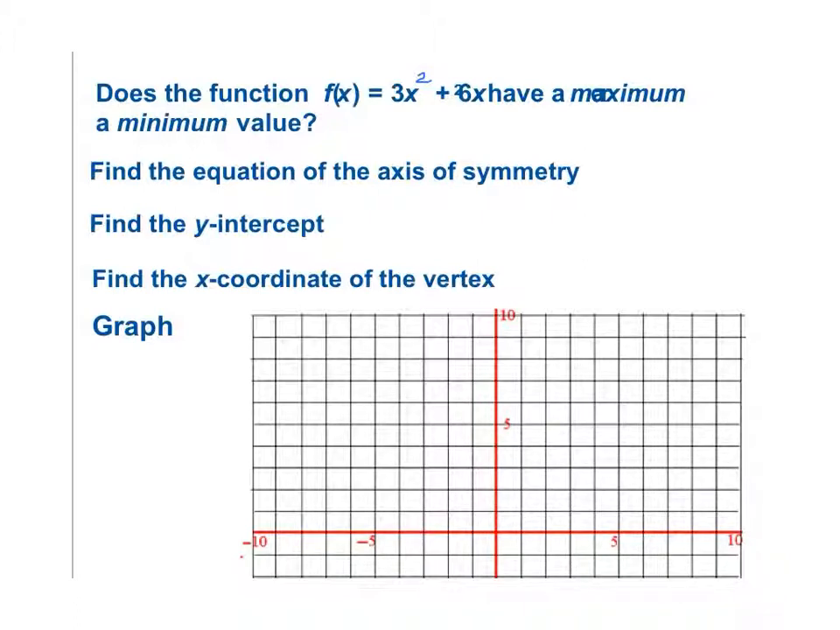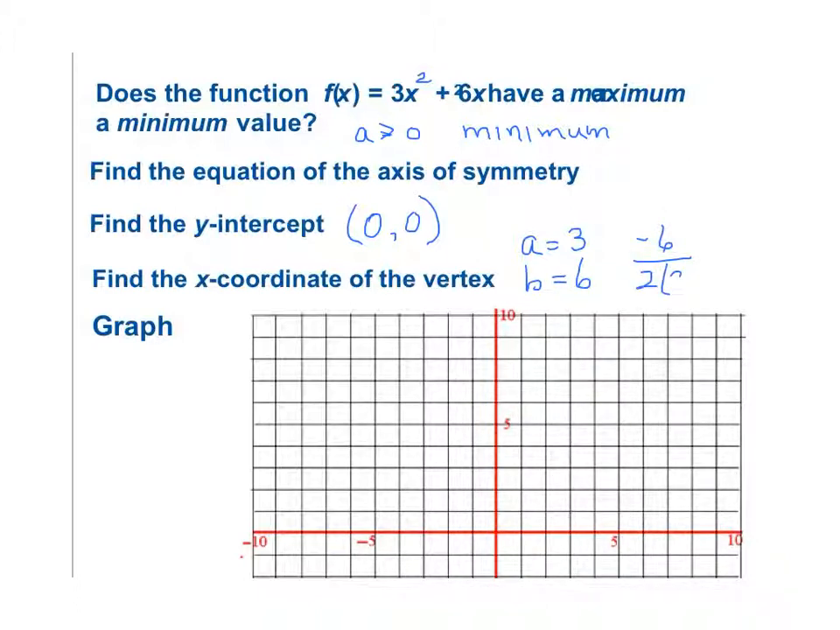Okay, so does the function f of x equals 3x squared plus 6x have a max or a min value? Well, we look at a, and a is positive, so this one is going to have a minimum. Okay, we're going to find the equation of the axis of symmetry. We need the x-coordinate of the vertex and the y-intercept. The y-intercept is going to be where x is 0, which will just be 0, 0, the origin. Okay, and I need the x-coordinate of the vertex. So a is 3, and b is 6. So negative b over 2a, that's negative 1. So the axis of symmetry is going to be x equals negative 1.